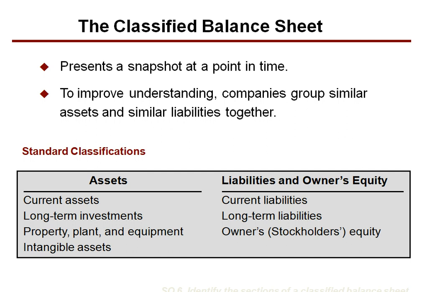The standard classifications are for assets: current assets, long-term assets, property, plant, equipment, and intangibles. In some books there could be other versions of that, but for our book that's what we'll use. And in liabilities, there are current liabilities, long-term liabilities or long-term debt, and owner's equity or stockholders' equity, or maybe even partner's equity if you happen to have those kind of entities.